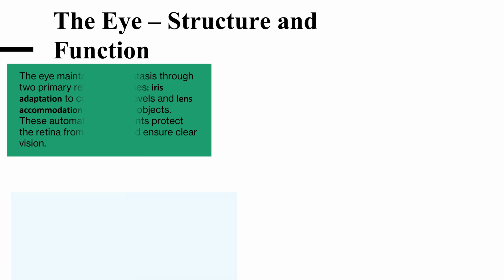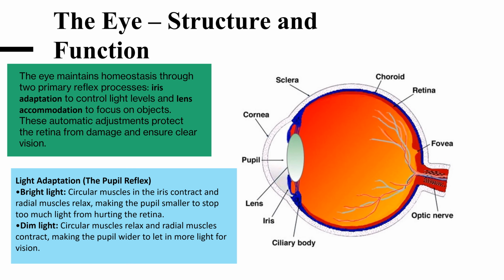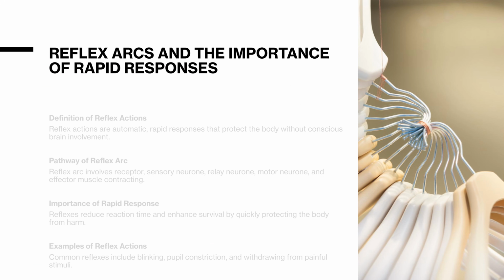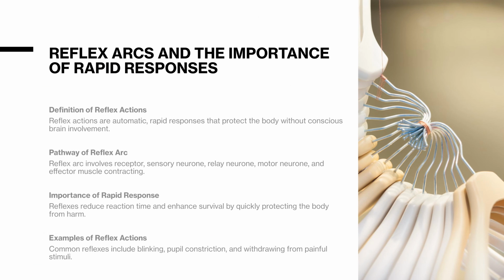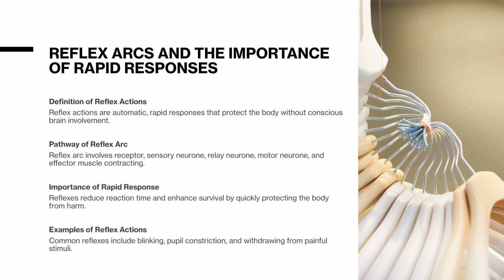The eye detects light and allows us to see. It contains parts like the cornea, lens, and retina. The iris controls the amount of light entering, and the eye can reflexively protect itself from bright light by adjusting the pupil size.